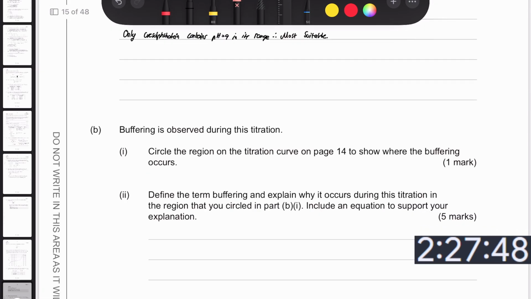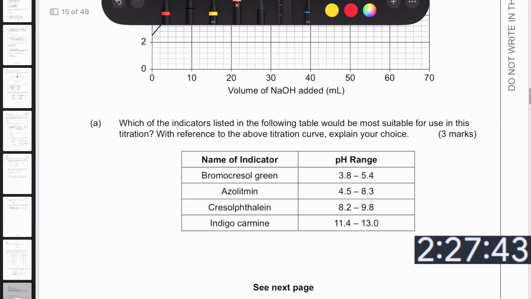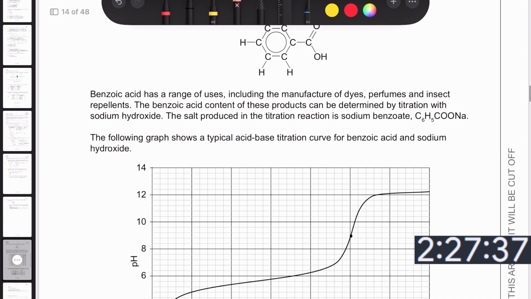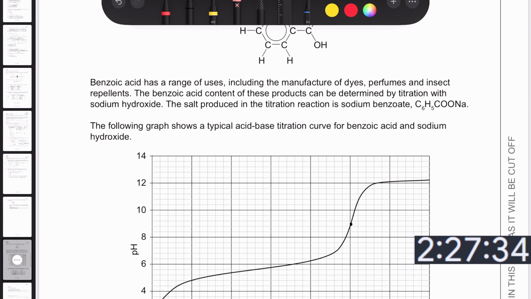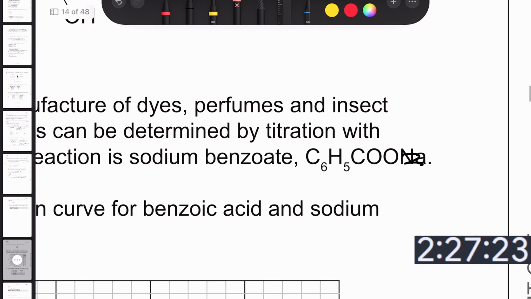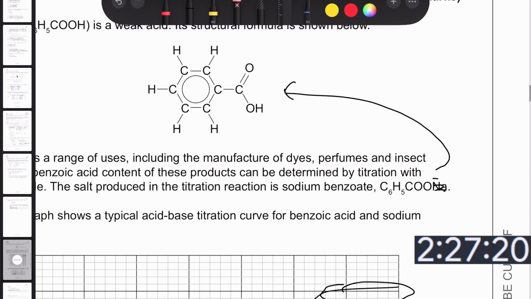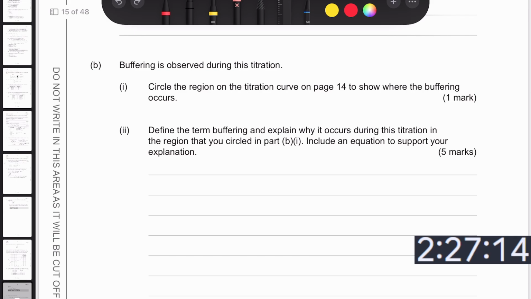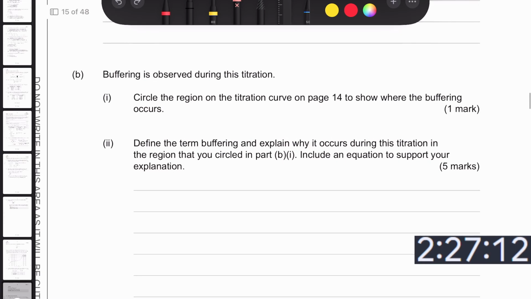Okay. Buffering is observed during this titration. Circle the region on the titration curve to show where the buffering occurs. So when you add volumes of base, so it's going to be after the titration, because then you have this negative ion, and then that can buffer with this guy. So we'll say there. Define the term buffering and explain why it occurs during this titration in the region you circled. Include an equation to support your explanation.